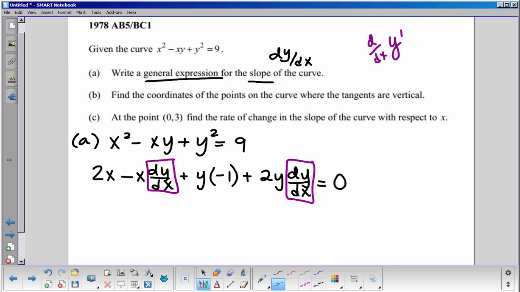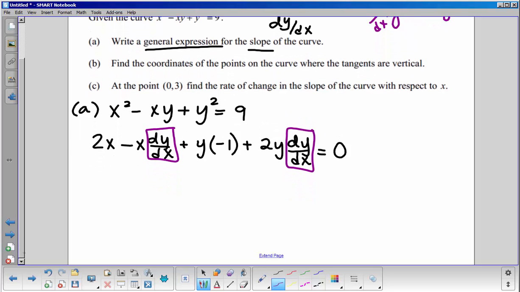This is not a prime, this is a 1. So it would be 1 times y to the 0, which is 1. So the y becomes a 1. But in the 2y, the y stays, because if it's y to the third, it would be 3y squared dy/dx. If it's y to the fourth, you're just taking the power down 1, but then you add dy/dx at the end, because you're taking the derivative of the inside.